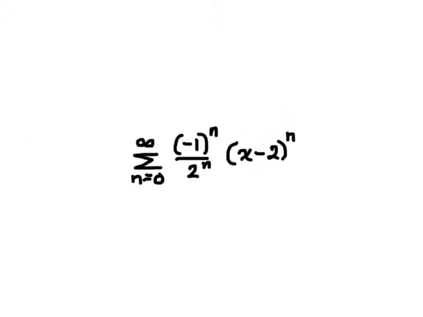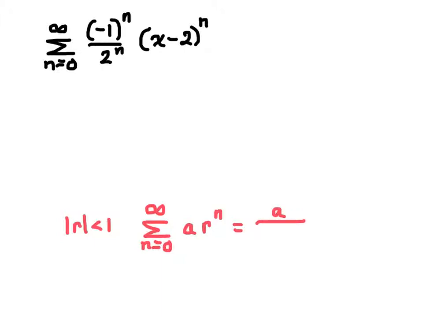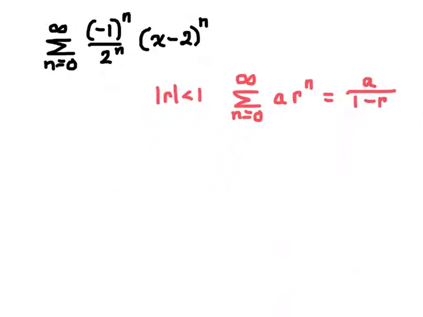Okay, so here we're looking at our geometric series, and we want it to be of the form the sum from n equals 0 to infinity of a times our geometric ratio r to the n. And what we know is that when the absolute value of r is less than 1, then this series will converge to a over 1 minus r. So that's what we want to use. So let's take this and move this over here.